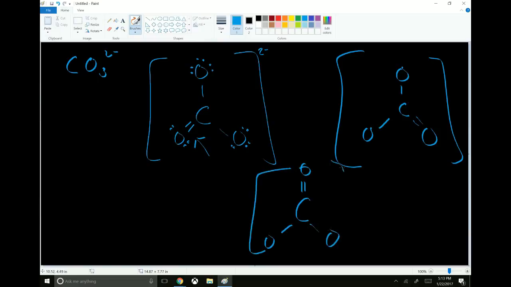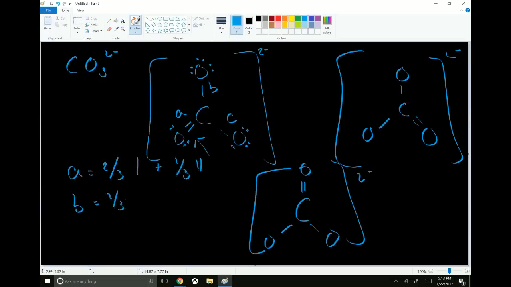Okay. So you get these 3 structures existing simultaneously. The double bond is on all 3 oxygens at the same time. If this is bond A, and this is bond B, and this is bond C, then bond A is 2/3 a single bond plus 1/3 a double bond. And B is 2/3 a single bond and 1/3 a double bond. And C is 2/3 a single bond and 1/3 a double bond. That is what resonance means here.